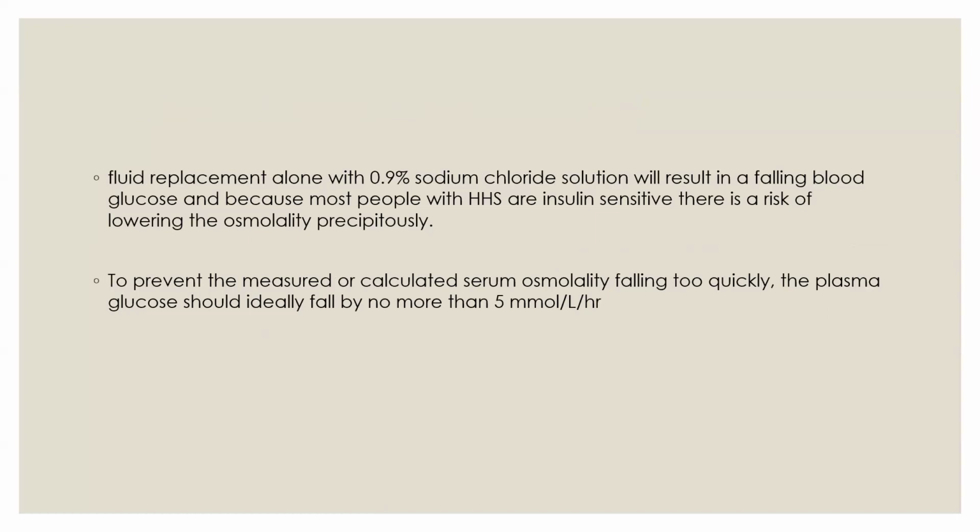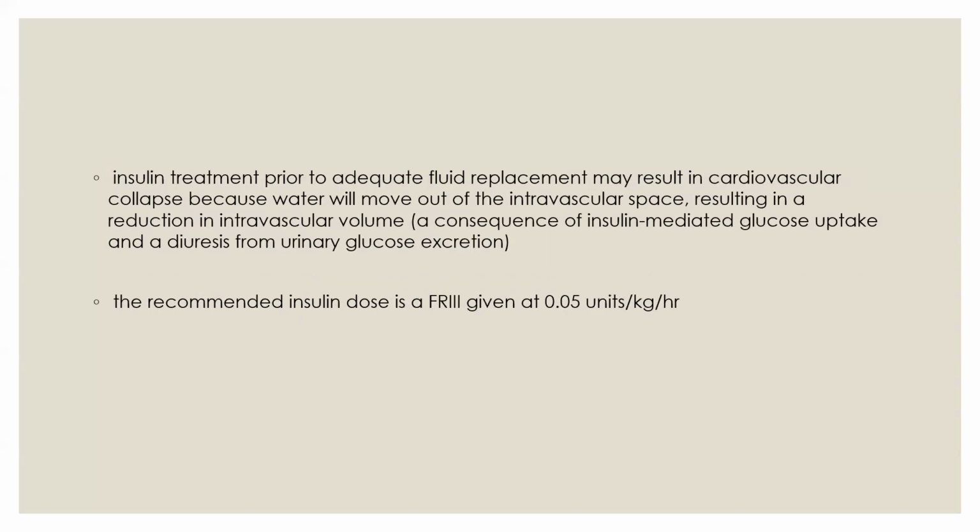Fluid replacement alone with 0.9% sodium chloride solution will result in falling blood glucose, and because most patients with HHS are insulin sensitive, there is a risk of lowering osmolality precipitously. To prevent the measured and calculated serum osmolality falling too quickly, the plasma glucose should ideally fall by no more than 5 mmol per liter per hour. Insulin treatment prior to adequate fluid replacement may lead to cardiovascular collapse because water will move out of the intravascular space, resulting in a reduction in intravascular volume.